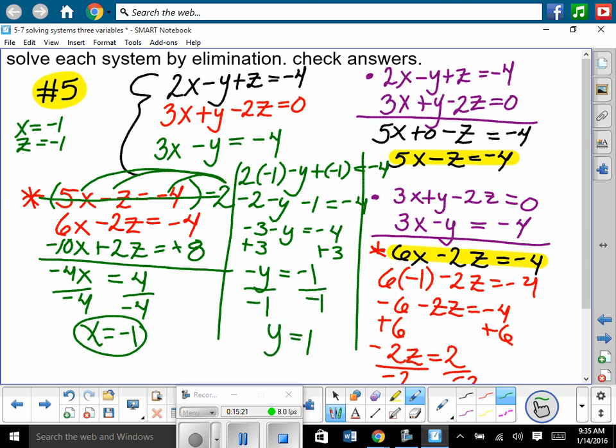And we write our answers as x comma y comma z. So the answer is negative 1 comma 1 comma negative 1. And there's the solution. That's where these planes all intersect. It's a lot of work, but I'm only assigning you around 5 problems, if that. Okay? So don't fret.